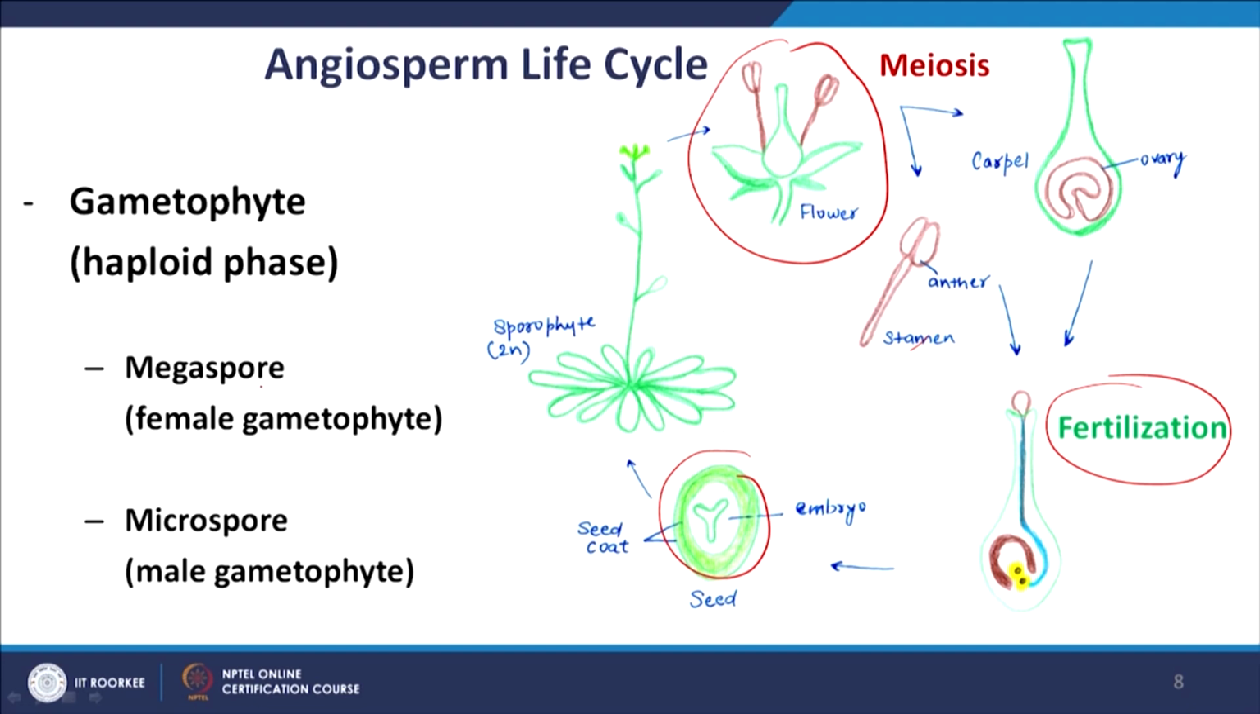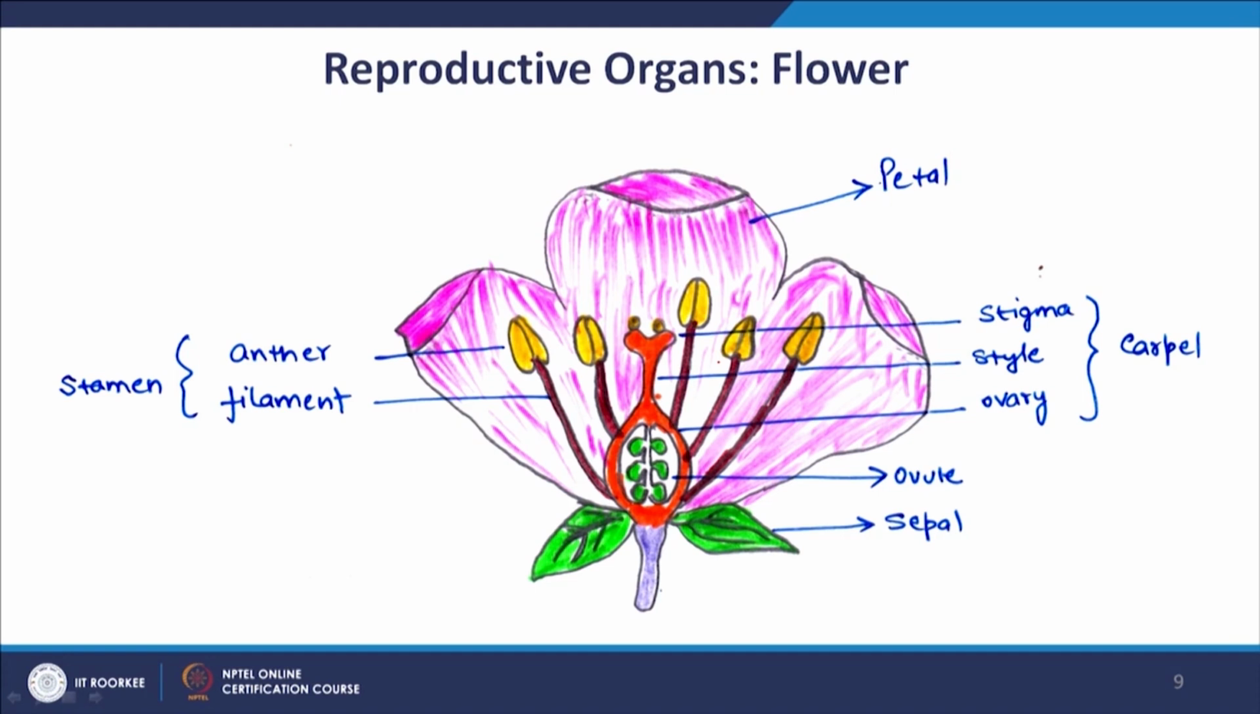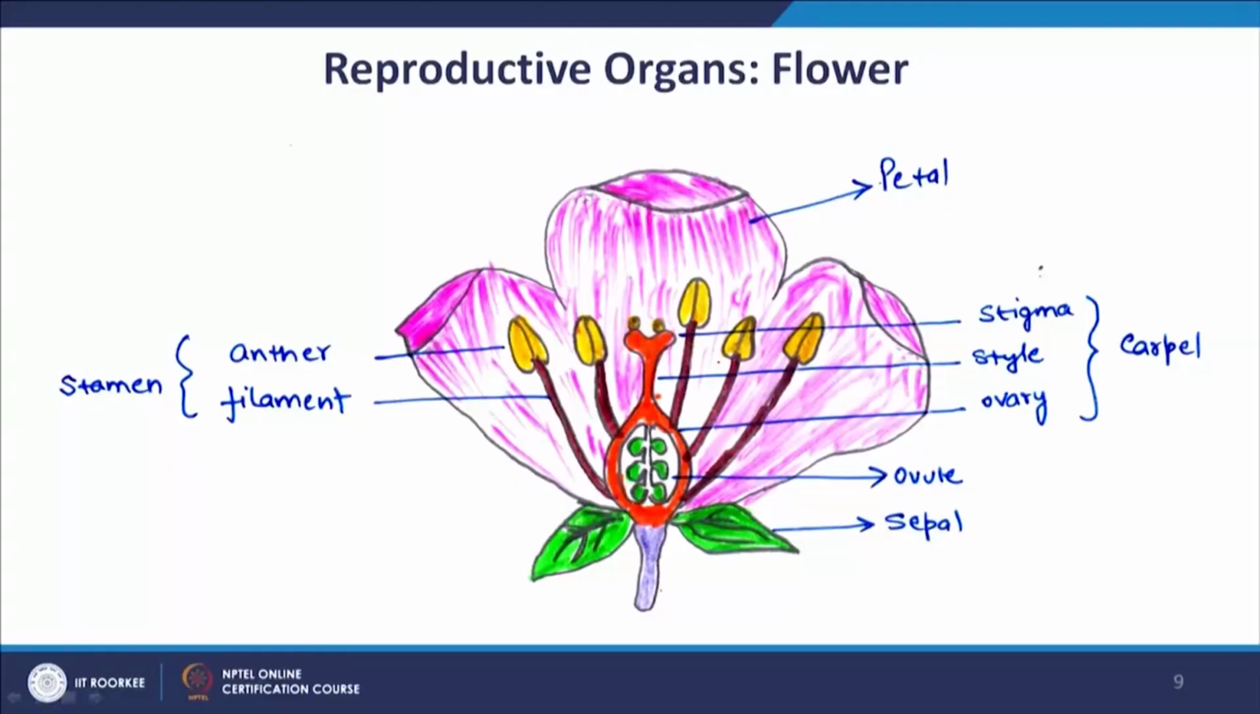So, the process of gametophytic development can be divided into two classes: megasporogenesis and microsporogenesis. This is a flower, which is a reproductive organ. As I said earlier, a flower has sepals, petals, stamens and carpels. Stamens and carpels are the reproductive organs, whereas sepals and petals are accessory organs. Though sepals and petals are not directly involved in reproduction, they play a very important role in its successful completion.